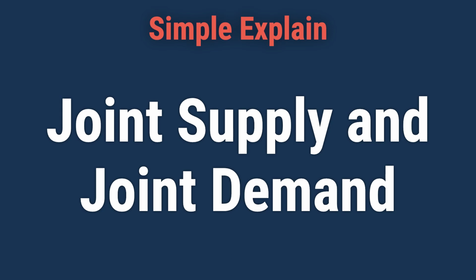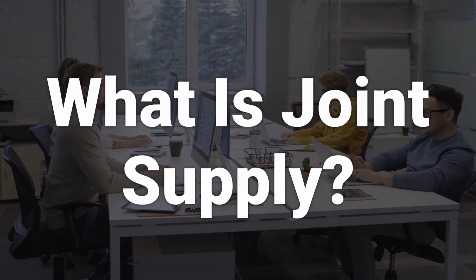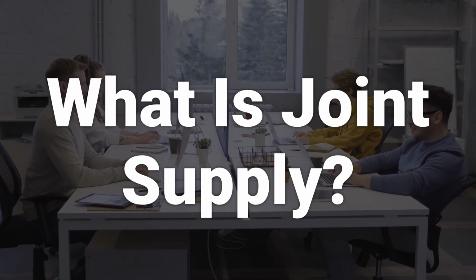Hi. Let's learn about joint supply and joint demand in economics. Joint supply is a term used in economics to describe a product or process that yields two or more outputs.